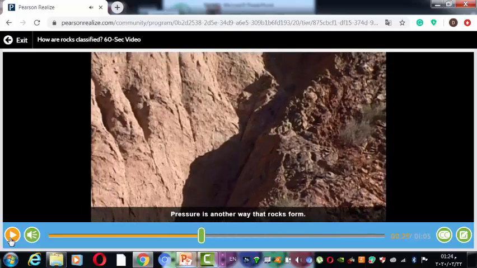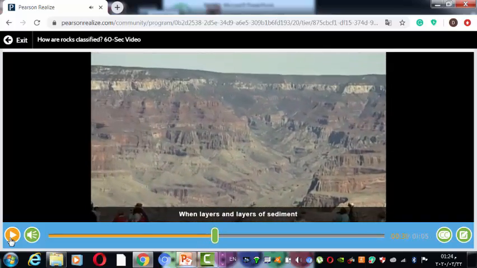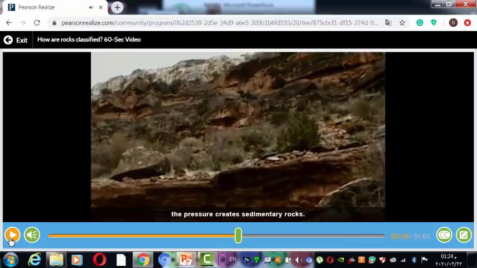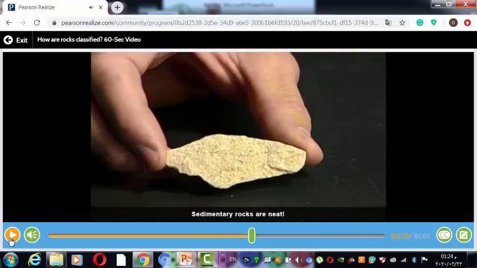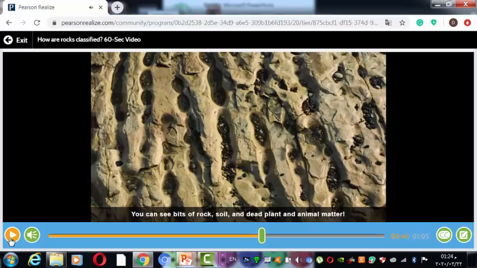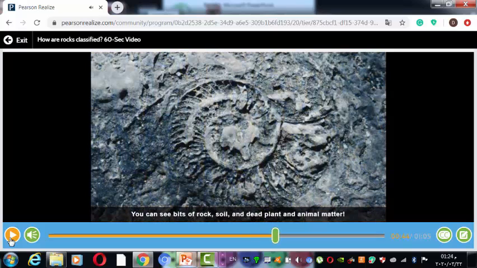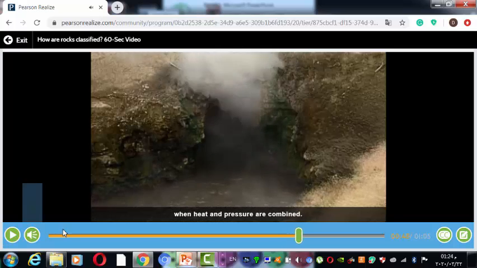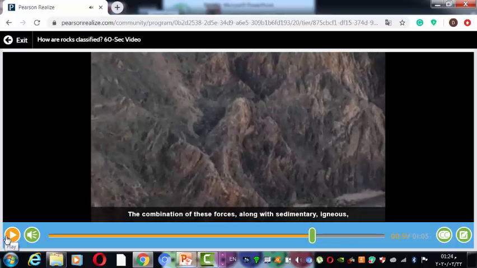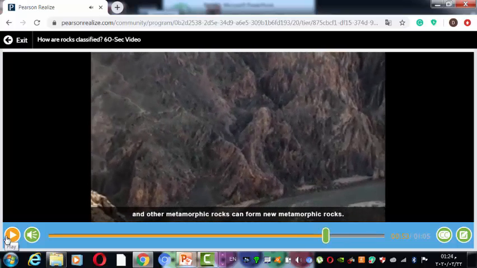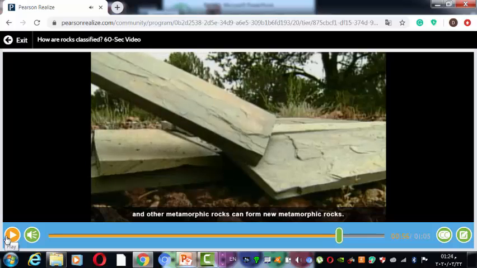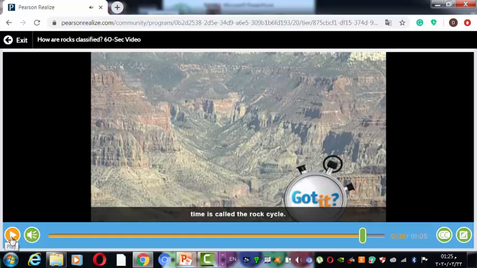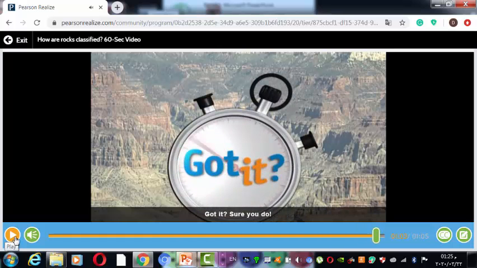Pressure is another way that rocks form. When layers and layers of sediment settle on top of one another and harden, the pressure creates sedimentary rocks. Sedimentary rocks are neat. You can see bits of rock, soil, and dead plant and animal matter. Metamorphic rocks are rocks formed when heat and pressure are combined. The combination of these forces, along with sedimentary, igneous, and other metamorphic rocks, can form new metamorphic rocks. The constant changing of rocks over time is called the rock cycle. Got it? Sure you do.